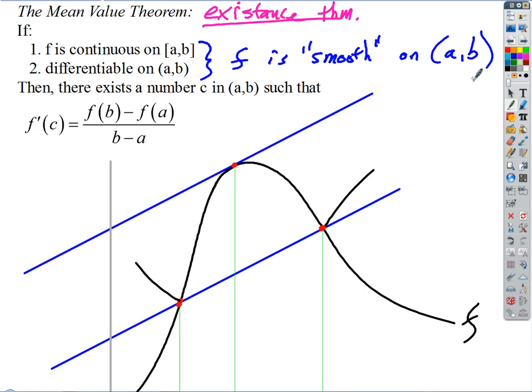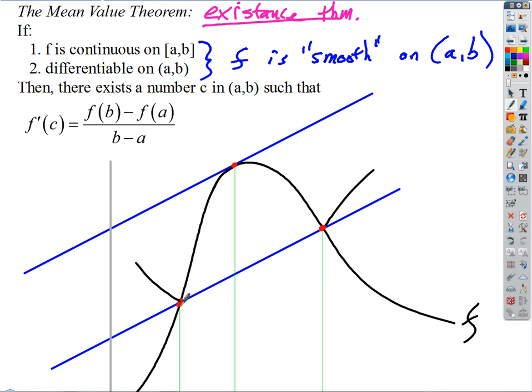If those two conditions are met, now this is just logical if you think about this. If those two conditions are met, then what the mean value theorem tells us is there has to exist at least one x value on that interval, maybe multiple x values, where the slope of the tangent line is equal to the slope of the secant line. Okay? Think about that. Does that make sense? Kind of visually, does it make sense?